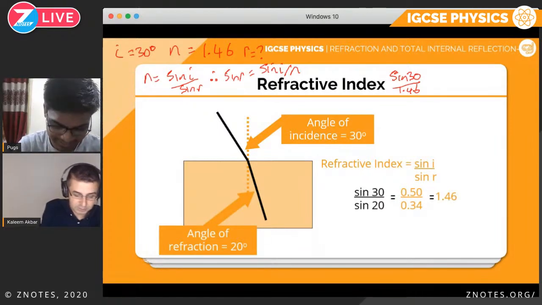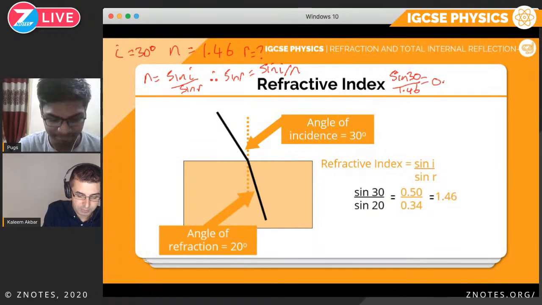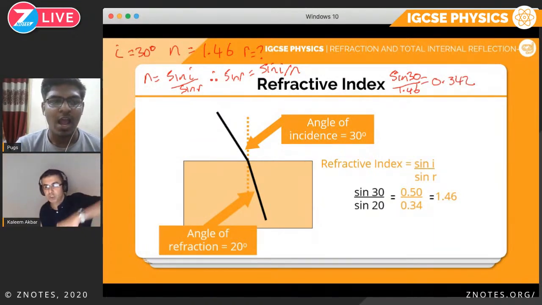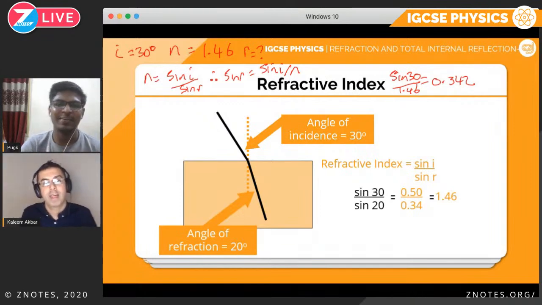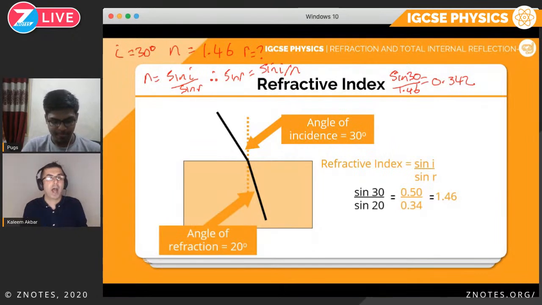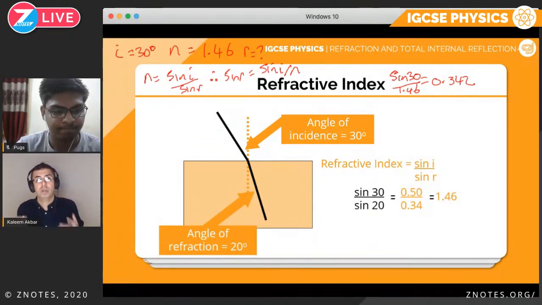Guys, what that gives you is 0.342. And this is where it goes wrong. Students say, yes, 0.342. That's not an angle. You have just found sine R. It's a bit like saying 10x equals 0.342. Would you leave it like that? No. You'd get rid of the 10. You'd do x equals 0.342 divided by 10.